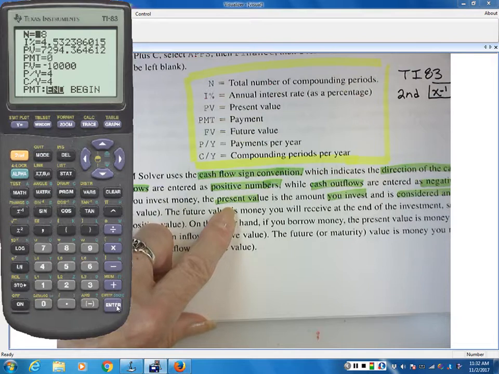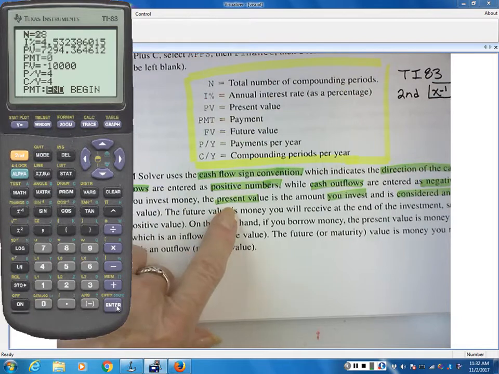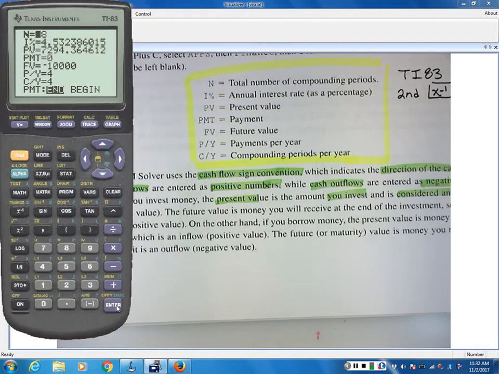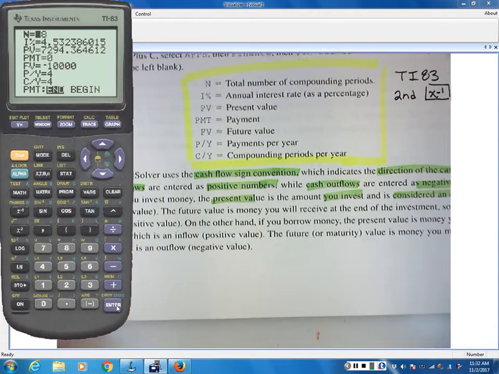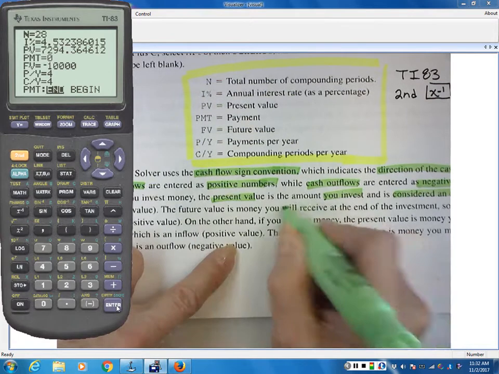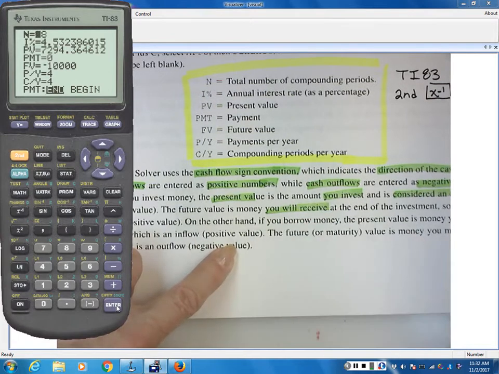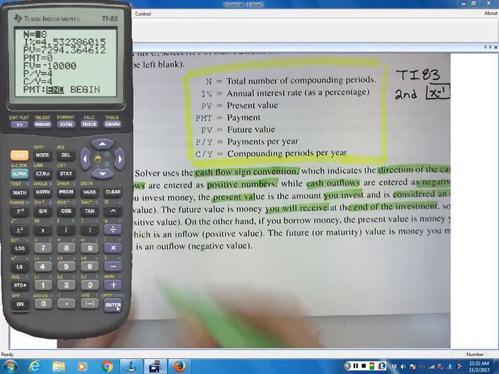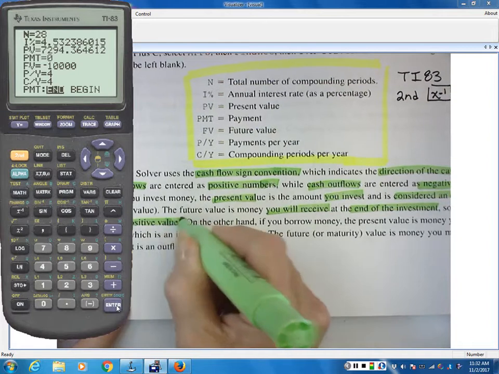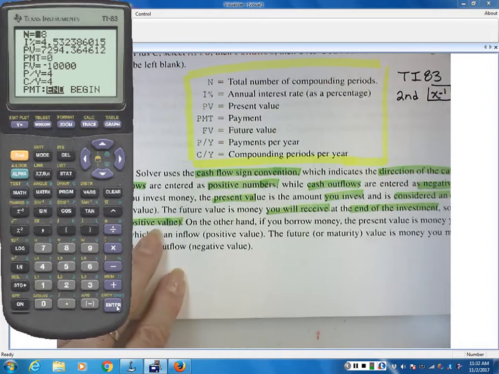Now, if we're talking about a loan, then the present value would be put in as a positive, because you're actually getting the money. It's money coming to you. But if you're making an investment, then your present value is going to be put in as a negative. The future value is the money you will receive. So if it's the money you will receive at the end of an investment, and the key is that it's going to be at the end of the investment, it's considered an inflow, and therefore it is a positive value.